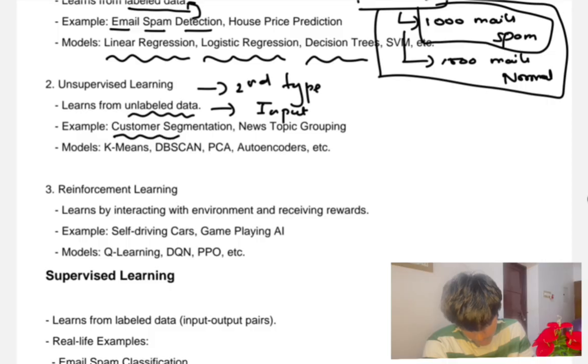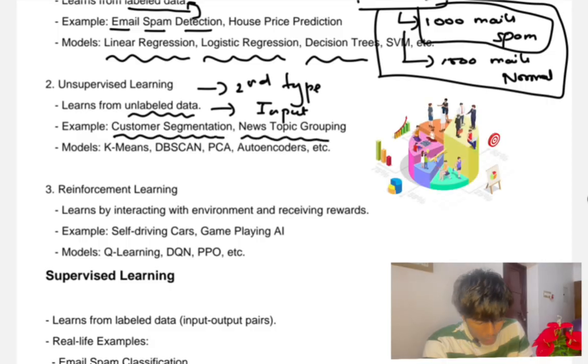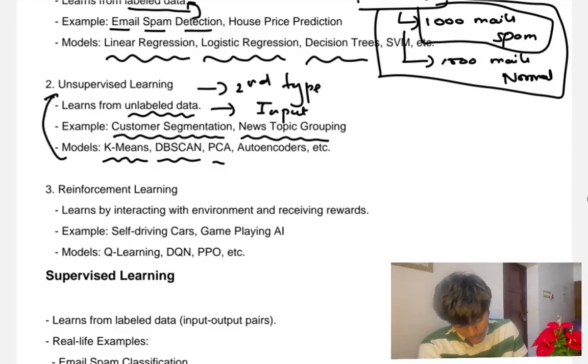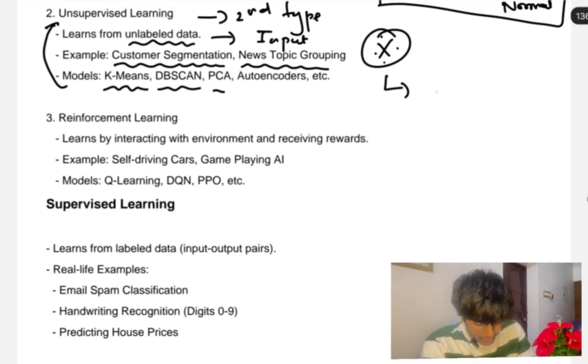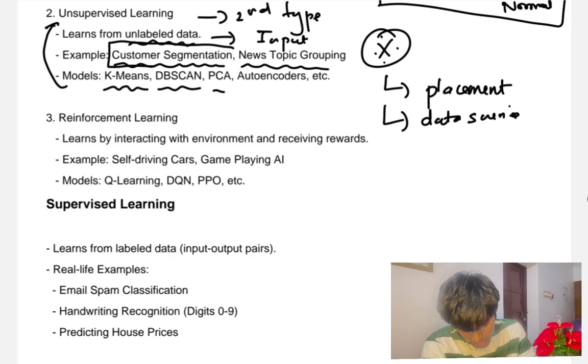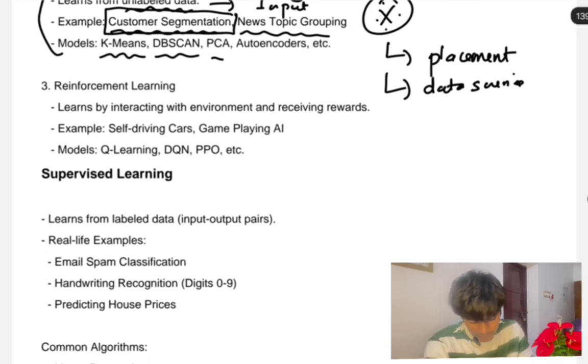For example, customer segmentation and news topic grouping are examples that come under unsupervised learning. At the same time, K-means clustering, DBSCAN, PCA, and autoencoders all come under unsupervised learning. This is also a very important type of machine learning. If you are preparing for placements or newly preparing for data science, then unsupervised learning is also very important, because the majority of companies and banks use customer segmentation.